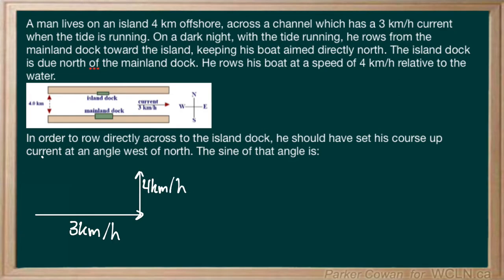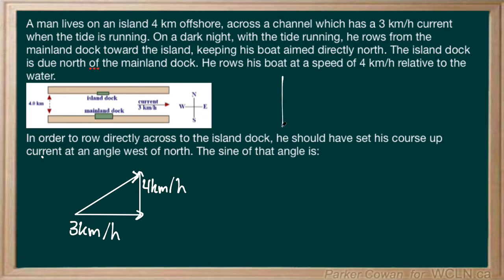In fact, let me just redraw this so it is more accurate and to scale. Okay, so if we draw the resultant, it's going to be something like this in this direction. And so that would be the direction he traveled if he were to just go directly north. But we know that in order to counteract this, he essentially needs to go, like they say, at an angle west of north.